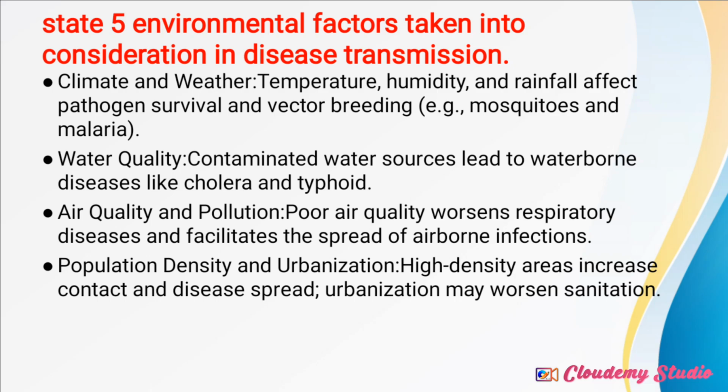Then we have: state five environmental factors taken into consideration in disease transmission. So the keyword here is environmental factors. So one is climate and weather. If you're talking of climate and weather, you have to talk about temperature, humidity, and rainfall affecting pathogen survival and vector breeding, e.g. mosquitoes and malaria.